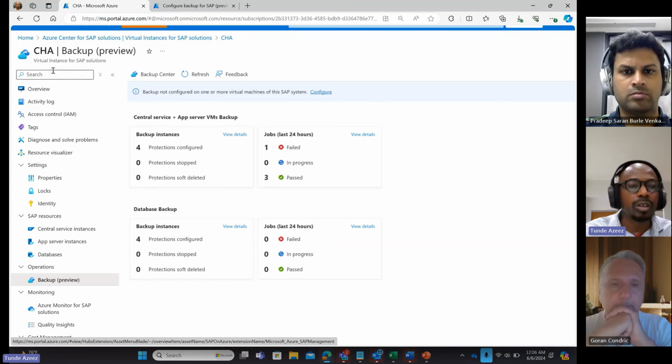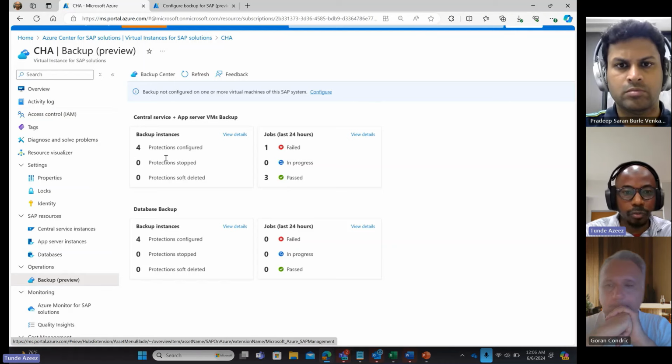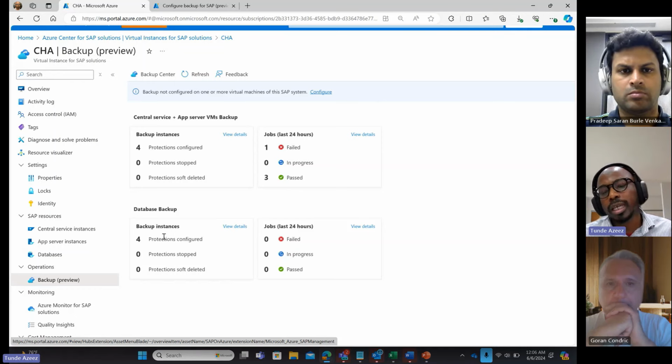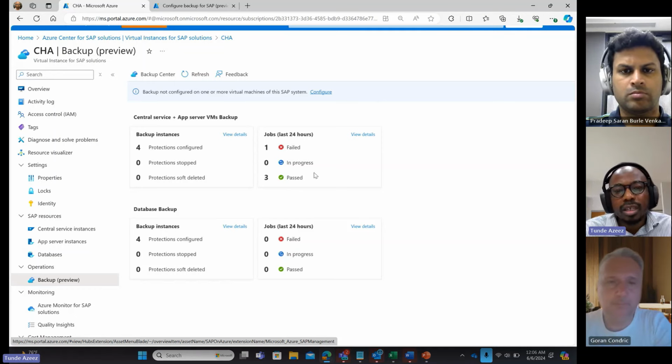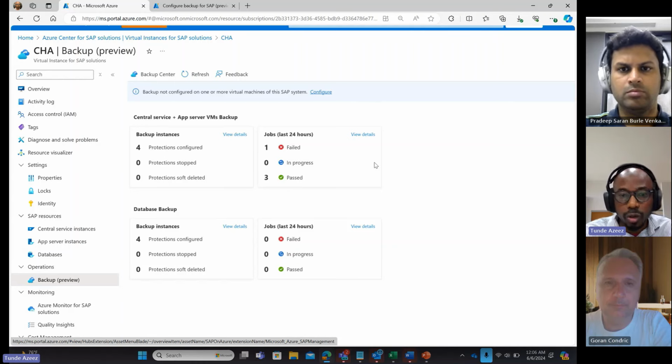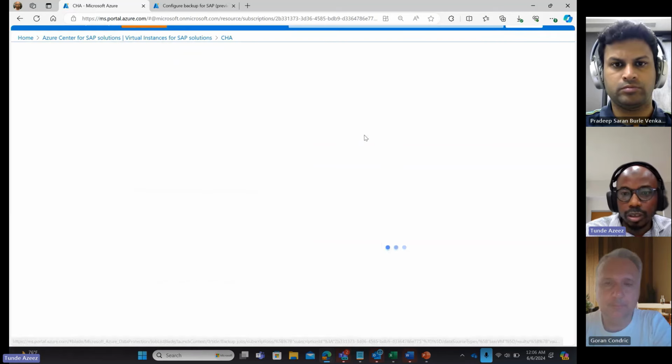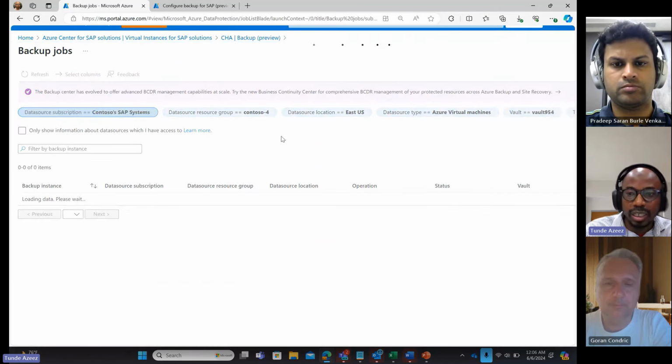In this particular one, we have an SAP system called CHA, which is a virtual representation of a system. There are about 4 instances of application server here, both central service and the app server, and also the database running here. This is running in HA, so you have two, and you basically have the view similar to what Pradeep was showing, but in the context of this particular system. If you want, you can then drill down. For example, there's a failure here. You can drill down into the details, which takes you to the backup center like Pradeep was showing.